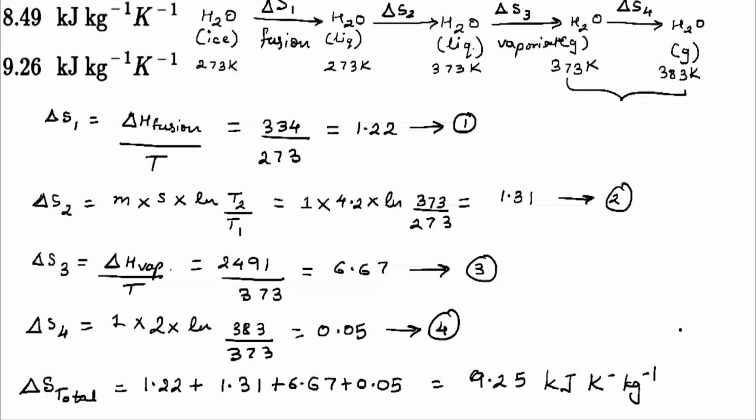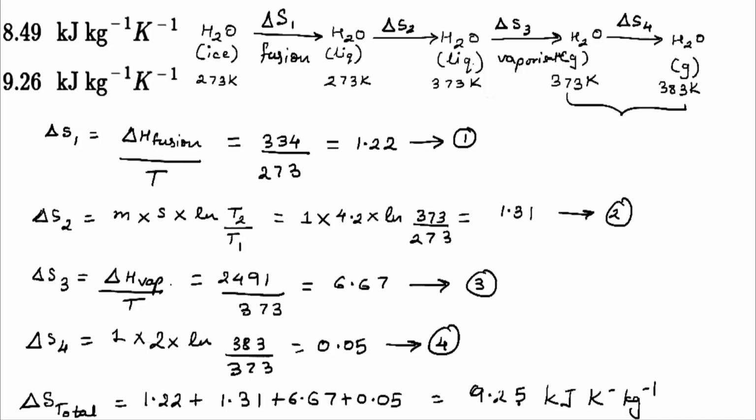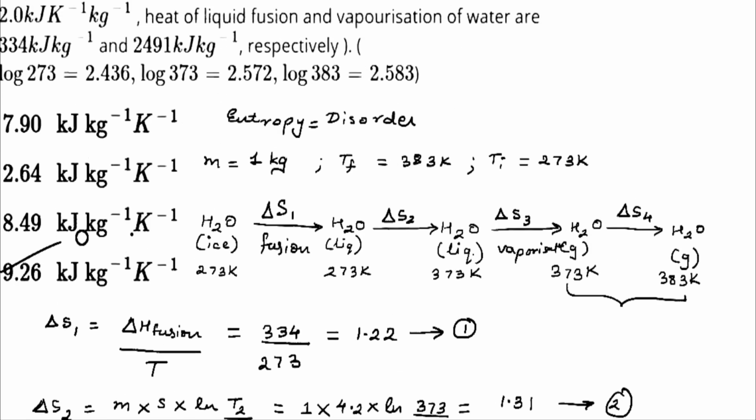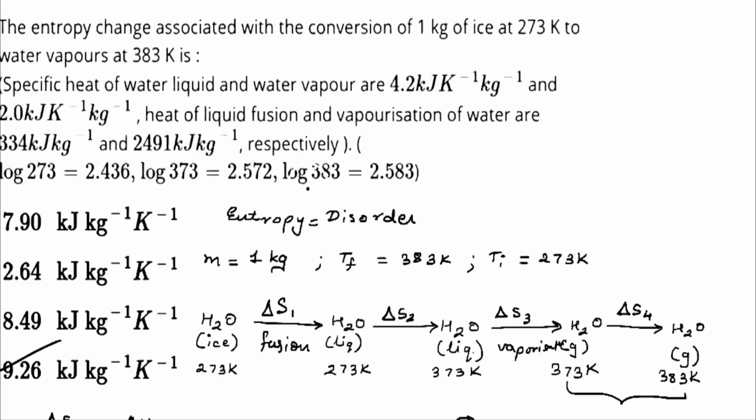So that's 9.25. Okay, we can round it off to 9.26 because this was a number wherein we were having 25 and there were some more numbers. So you can also write it as 9.26. In that case, that matches with our option number 4 over here. So these are all the calculations involved. I hope you understood the explanation.